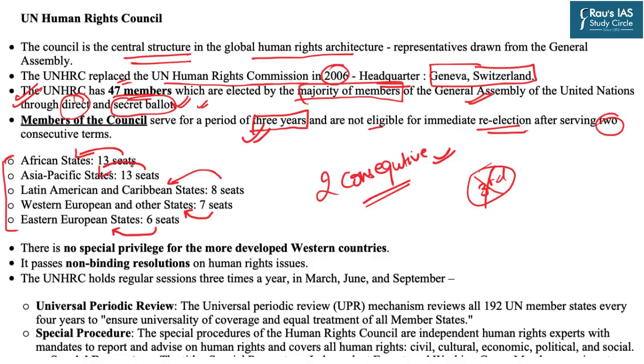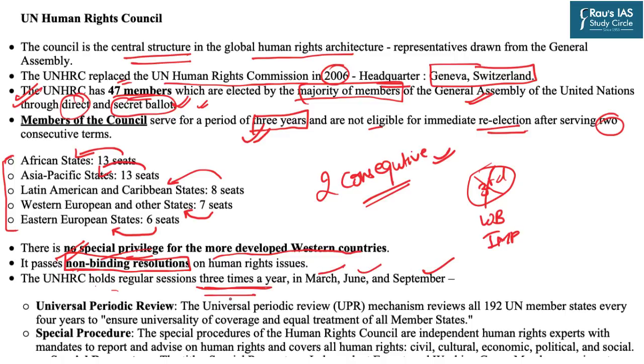An important point regarding the Human Rights Council is that, unlike other multilateral institutions, for example the World Bank or the IMF, there is no special privilege for the more developed Western countries. Further, although this body is there to protect human rights, the resolutions of this body are non-binding in nature. Again, this is very important. The resolutions are non-binding.